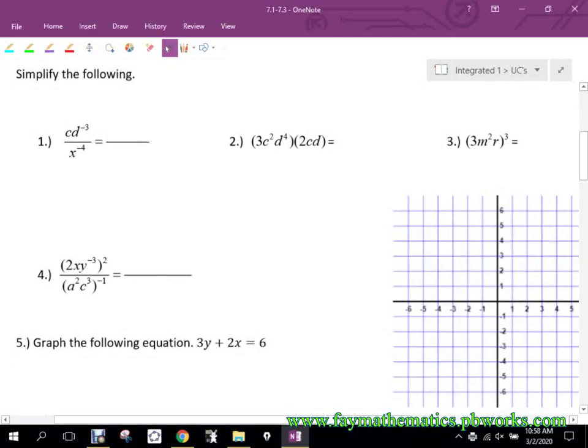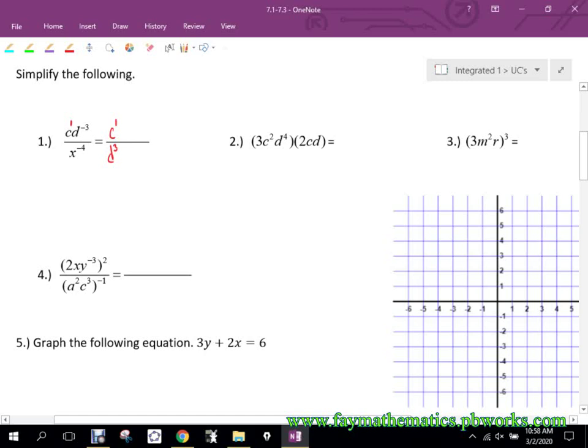These were 1 point each, all or nothing. So first question is just targeting what we do with negative exponents. So remember, if it's a positive exponent, it stays put. So it's going to be c to the first. But if it's a negative exponent, it goes on the opposite side of the division bar.